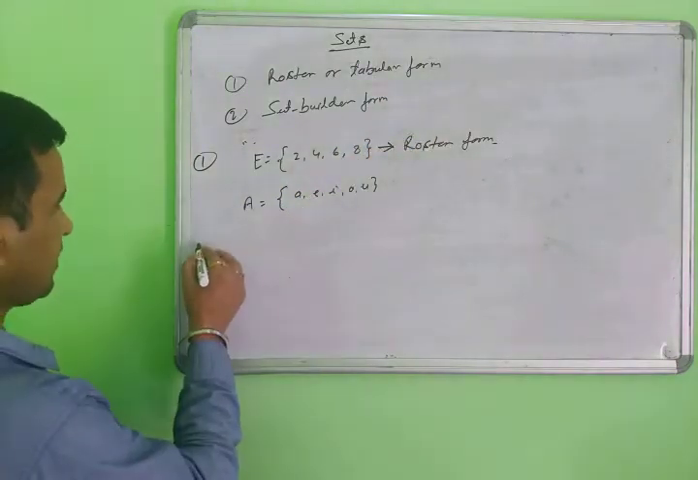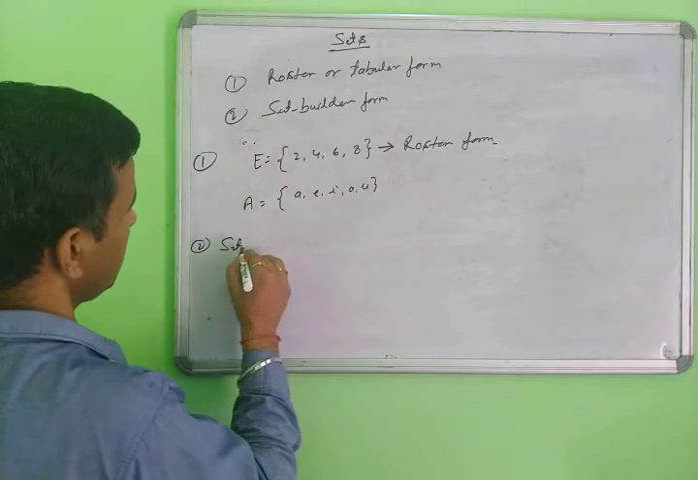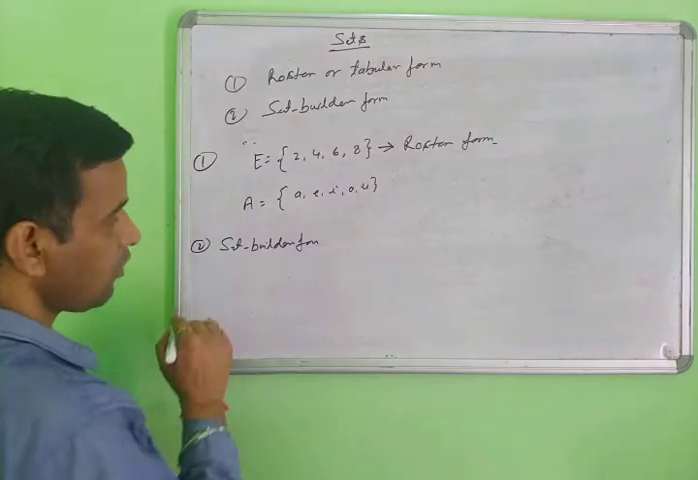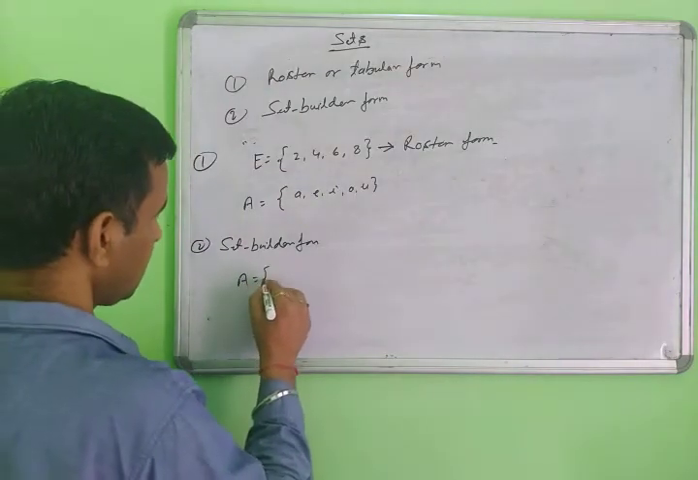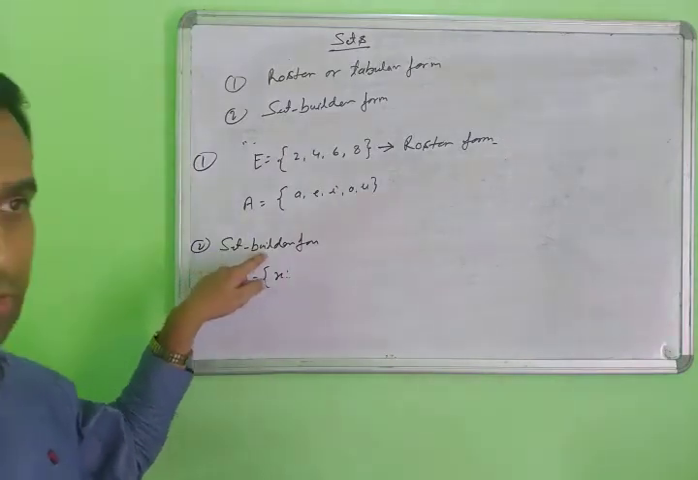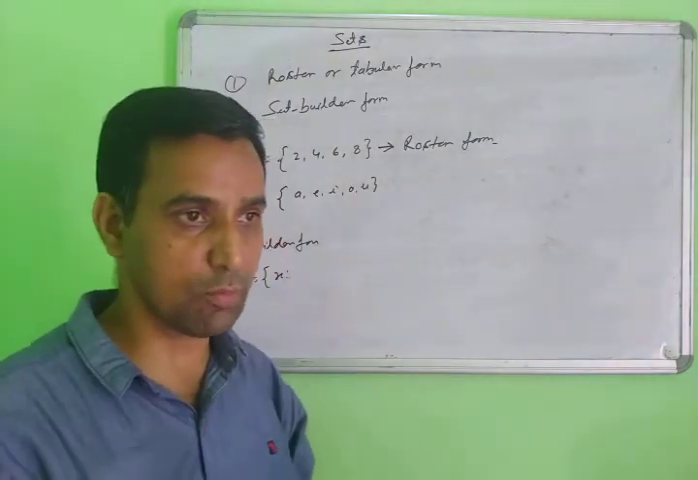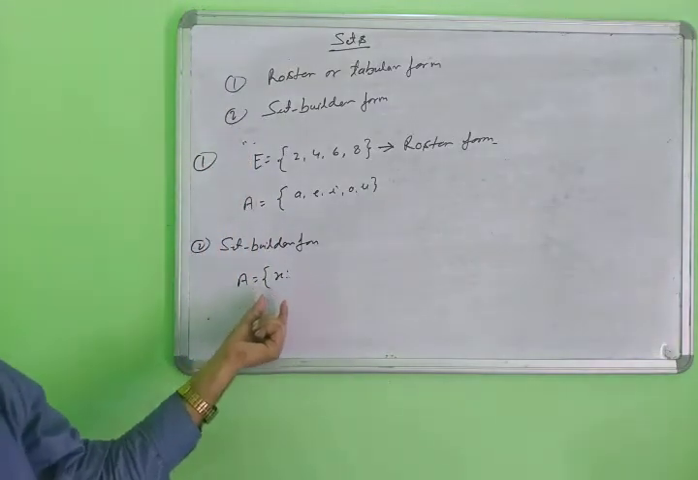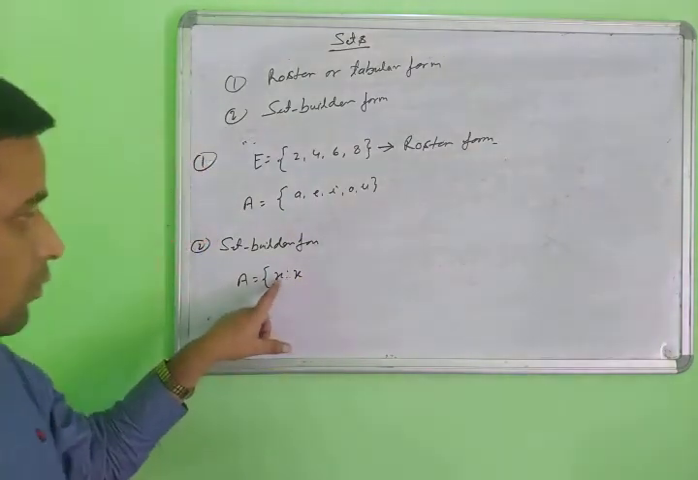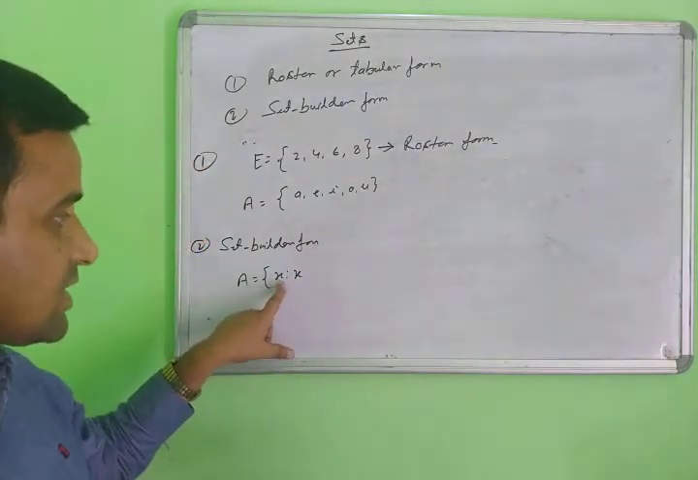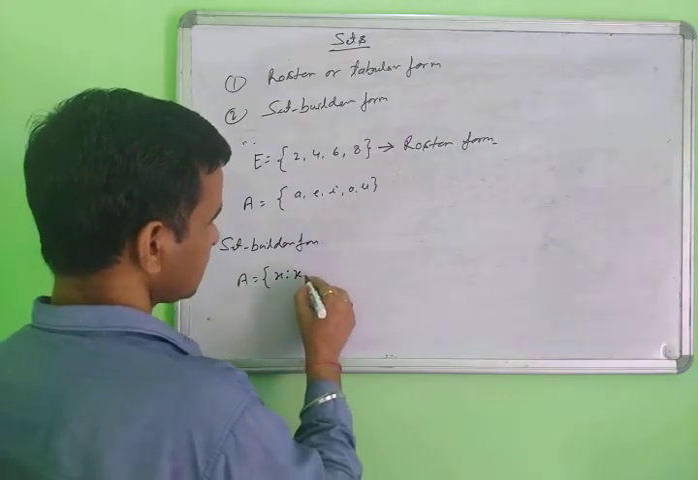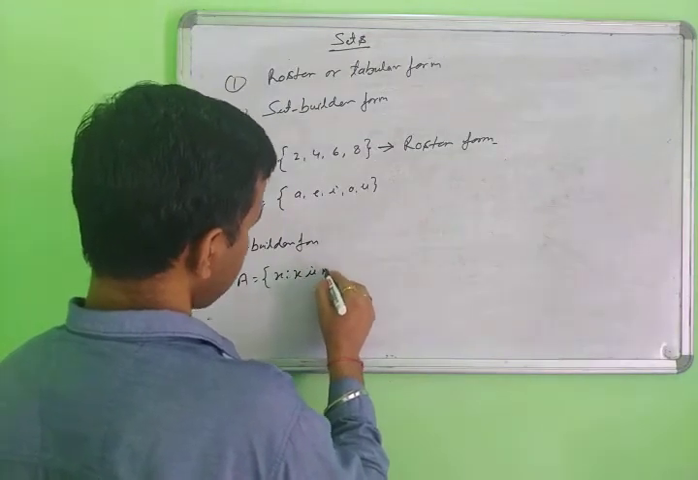Second point here, set builder form. Suppose I am writing here x such that x. What is the name of set builder form? Set builder means the form that builds the set. The x is in language form. X such that: what does x represent? This is the symbol of such that. Such that x is a natural number.